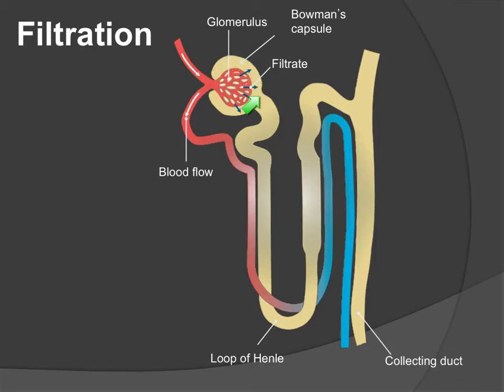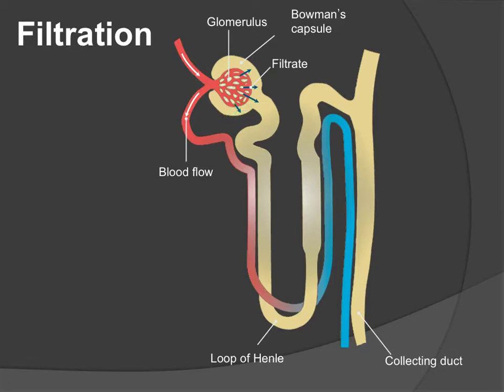So wrapped around this capillary bed, or this ball of capillaries, is the first tube. This is called the Bowman's capsule, and it wraps around this glomerulus, which is the capillary bed here. The filtrate, which is basically made up of water and glucose and most of the salts, is pushed through under extremely high pressure. Pretty much all of it is pushed directly into Bowman's capsule.